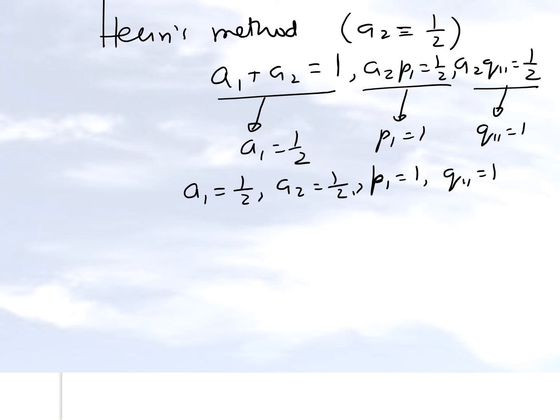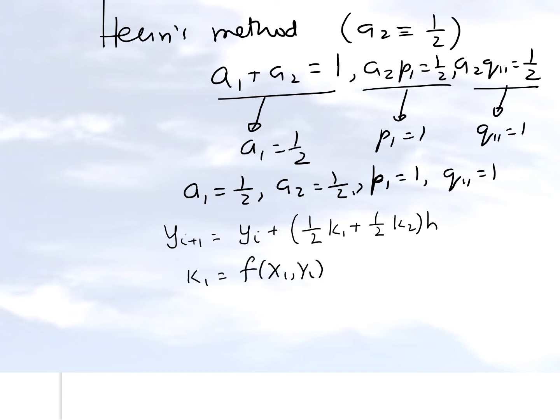So if I substitute back into the general form which they have for the Runge-Kutta second order method, I'll get y sub i plus 1 is equal to y sub i plus A1, which is half, times k1, plus A2, which is half, times k2, times h. Here k1 is nothing but the value of the function at x sub i, y sub i. And k2 is nothing but the value of the function at x sub i plus h, because it's p1 times h, p1 is 1, y sub i plus q11, which is 1, times k1 times h. And that's your Heun's method.